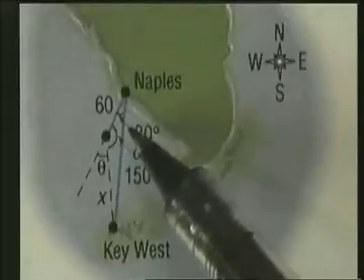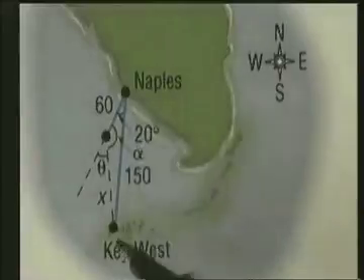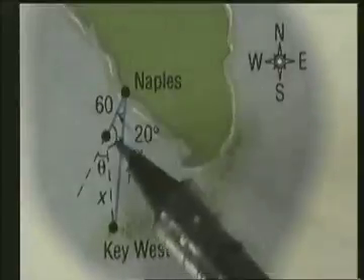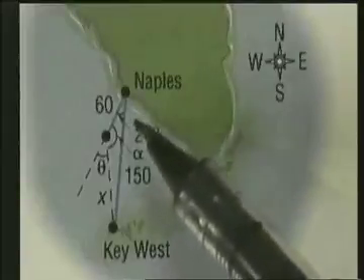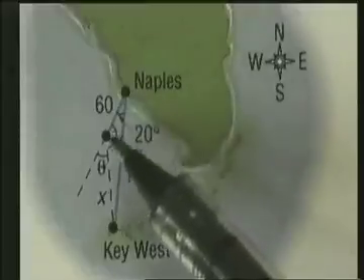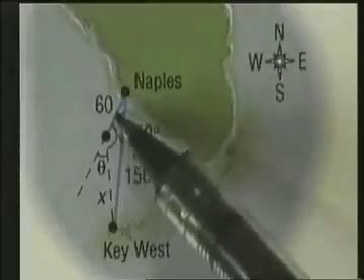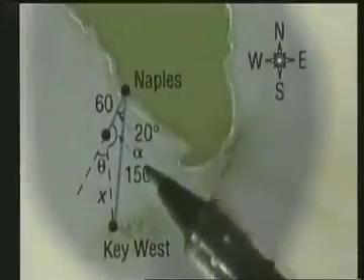We know that the ship is off course by 20 degrees, so the angle between the path it should have taken and the actual path is 20 degrees. We're given that the boat was traveling for 4 hours at 15 miles per hour, so the boat traveled 60 miles before they recognized they were off course. So we have a triangle here.